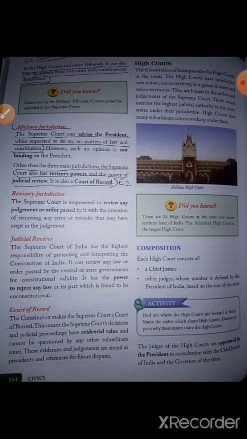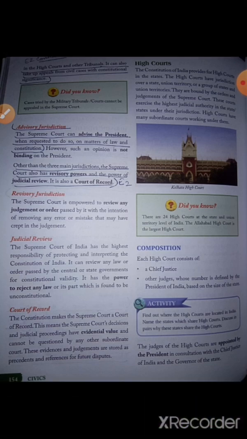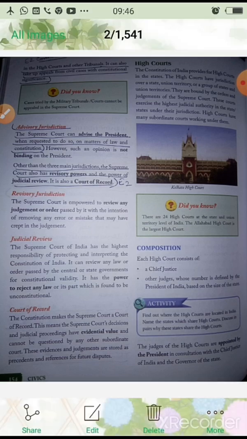Okay, now next we'll read what is a court of record. The Constitution makes the Supreme Court a court of record. This means the Supreme Court's decisions and judicial proceedings have evidential value and cannot be questioned by any other subordinate courts. Whatever judgment has been given on any case by the Supreme Court, no other subordinate courts, whether tribunal courts or any high court, have the power to question it.